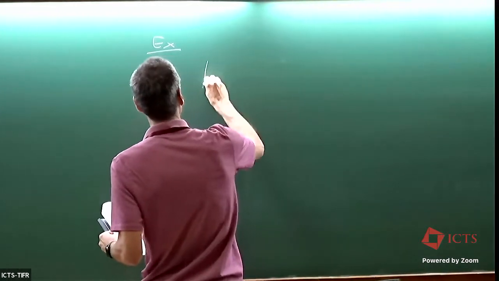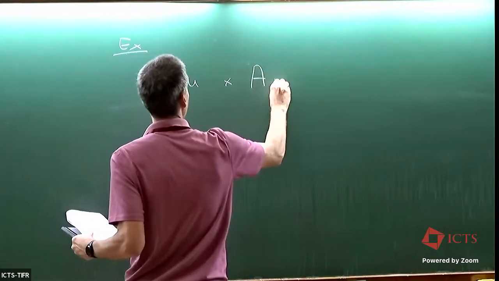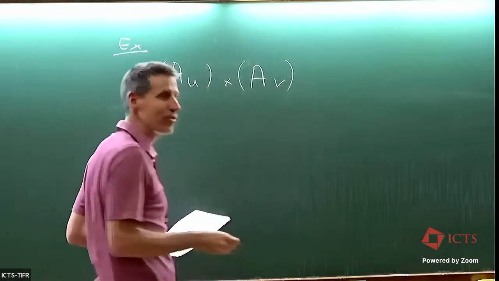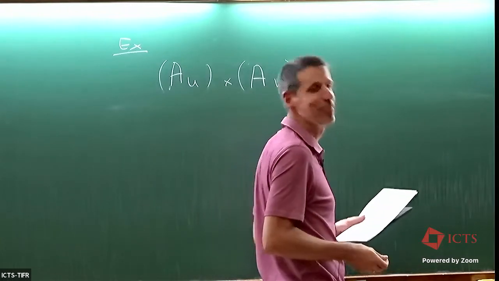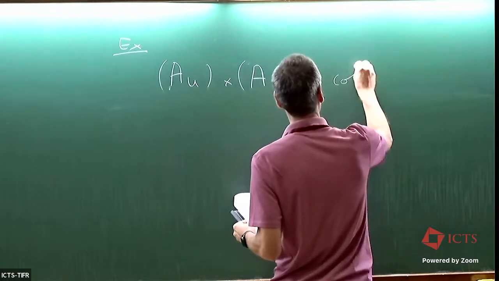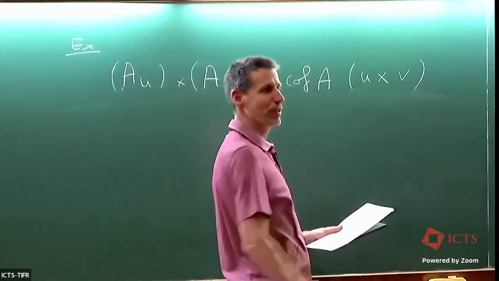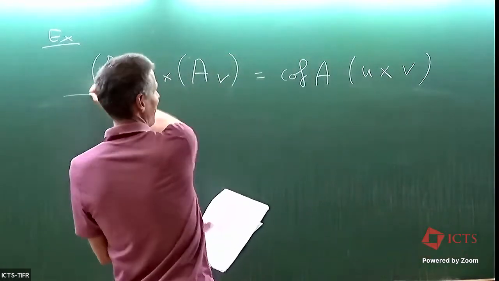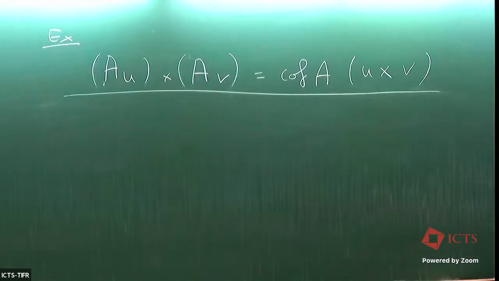So if you have a matrix A, and you take the vector product of A applied to two different vectors, there's a formula for this in terms of the vector product U cross V. Simple exercise. And the formula is that it's the cofactor matrix of A applied to U cross V. So just prove this. I don't think this formula is very well known, not on my favorite Wikipedia website.